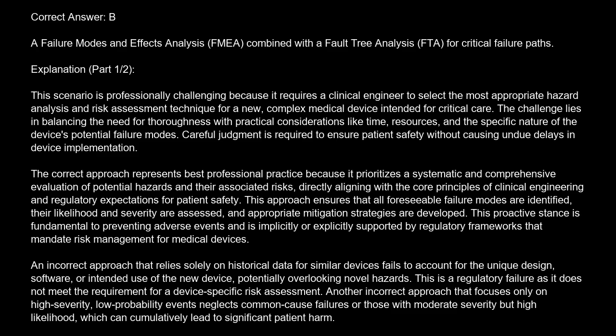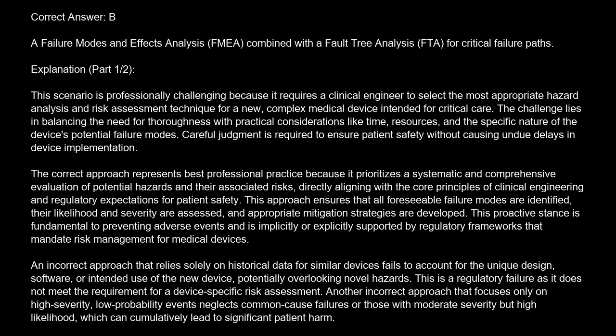The challenge lies in balancing the need for thoroughness with practical considerations like time, resources, and the specific nature of the device's potential failure modes. Careful judgment is required to ensure patient safety without causing undue delays in device implementation. The correct approach represents best professional practice because it prioritizes a systematic and comprehensive evaluation of potential hazards and their associated risks, directly aligning with the core principles of clinical engineering and regulatory expectations for patient safety.